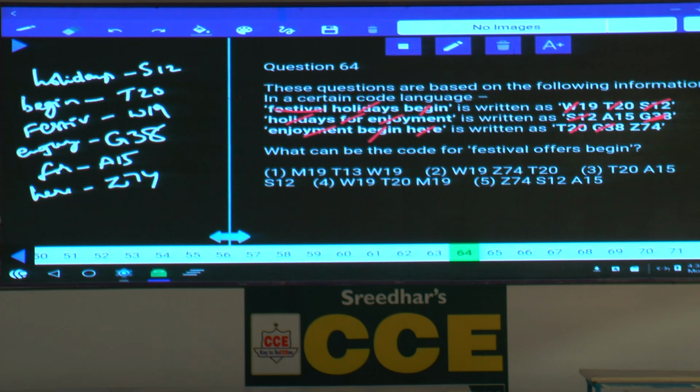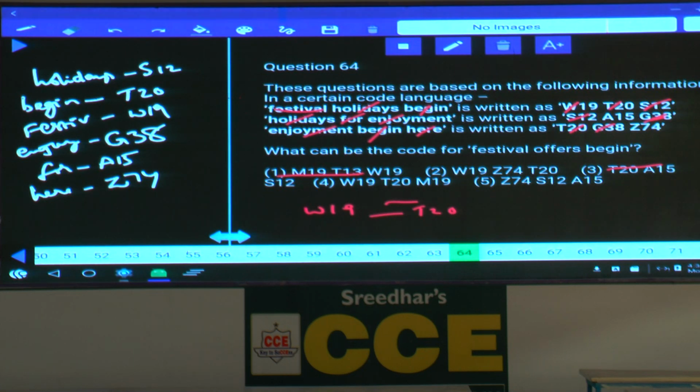Then 64, what can be the code for festival offers begin? Festival is W19, offers is nowhere there, it is a possible code, and the code to the word begin is T20. W19, T20 should be the case. W19, T20 is not there. Here W19 has two possibilities, T19, W19 is not there, W19, T20 there is again one more possibility. Hence, we are left with only 2. W19, Z74.